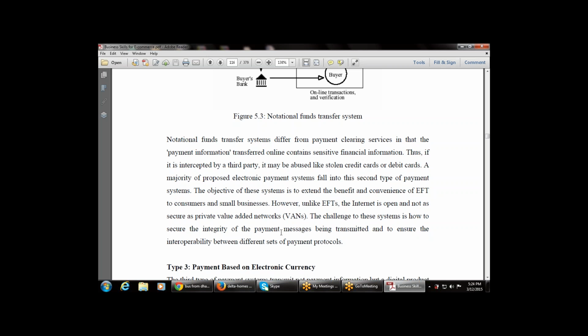Then the next one is type 3. So we have covered two types. One is the payment that involves intermediaries, and one is the payment through EFT. The third type is the payment that is based on electronic currency.